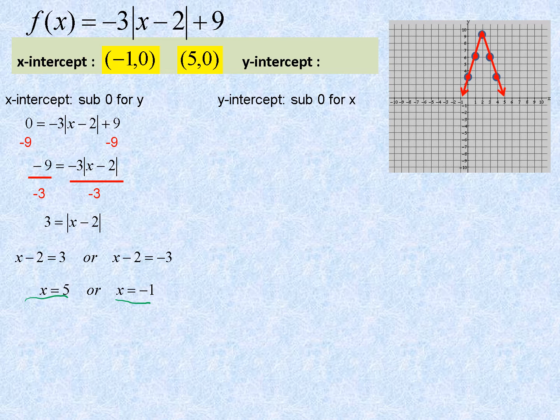Now the y-intercept is where we sub in 0 for x. So this is pretty straightforward. 0 minus 2 is -2. Absolute value of -2 is 2. -3 times 2 is -6. -6 plus 9 is 3. So our y-intercept is 0, 3. And we can also confirm that by looking at the graph.